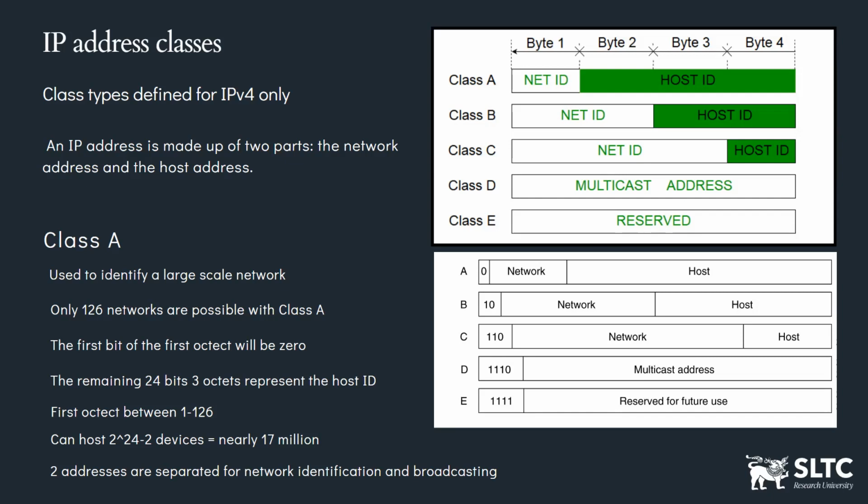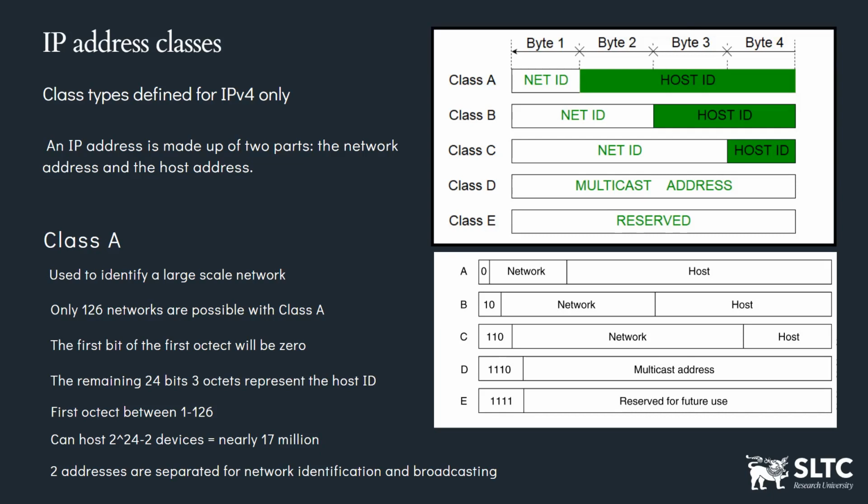So if we have an IP address which starts with a 0, it is known as a class A address, right? So in there, the first bit of the first octet will be 0. The bits in the remaining 3 octets will represent the host address, and then the first octet will have any number between 1 to 126, right?